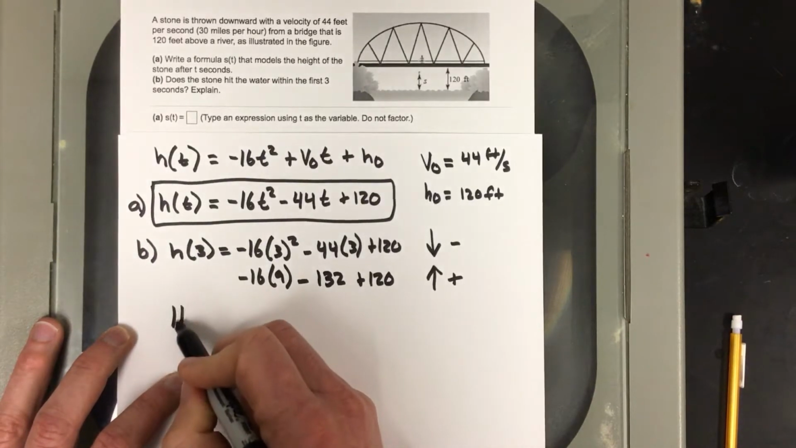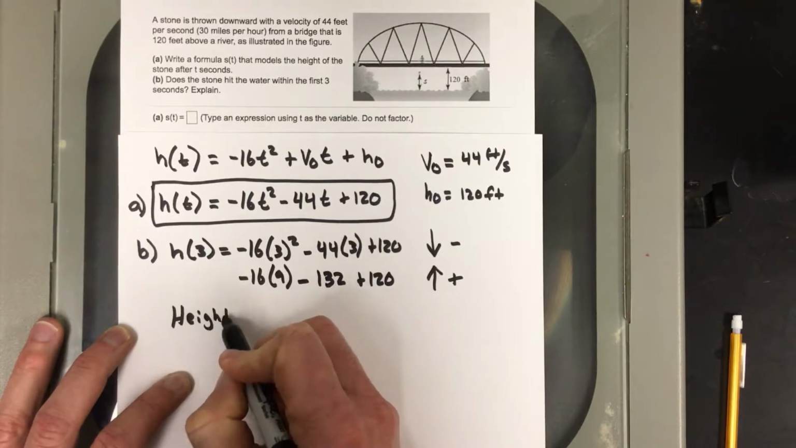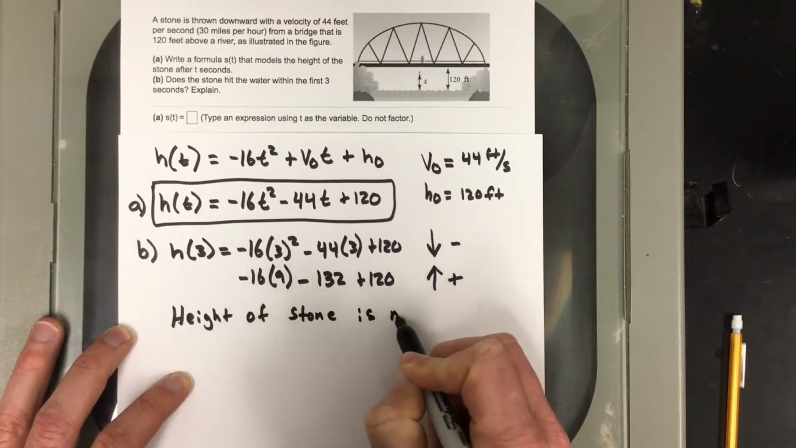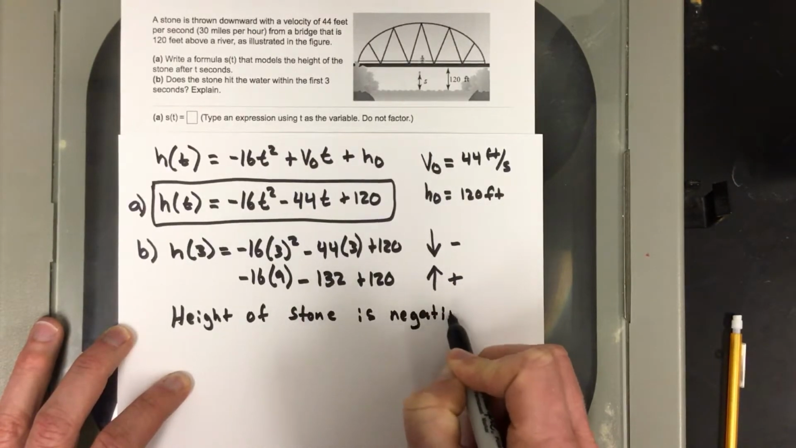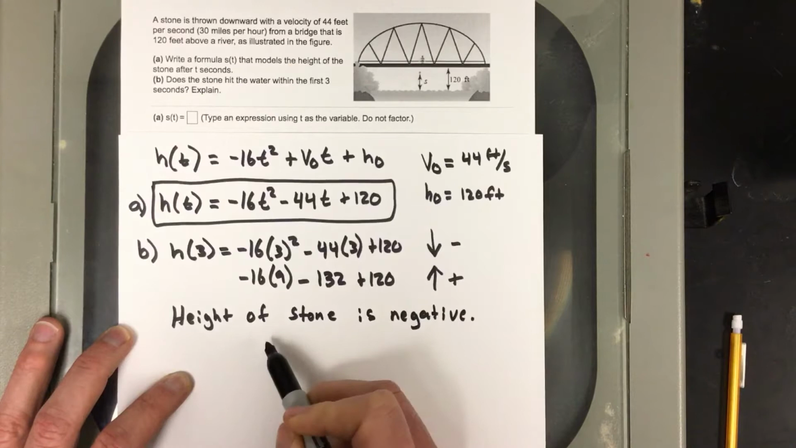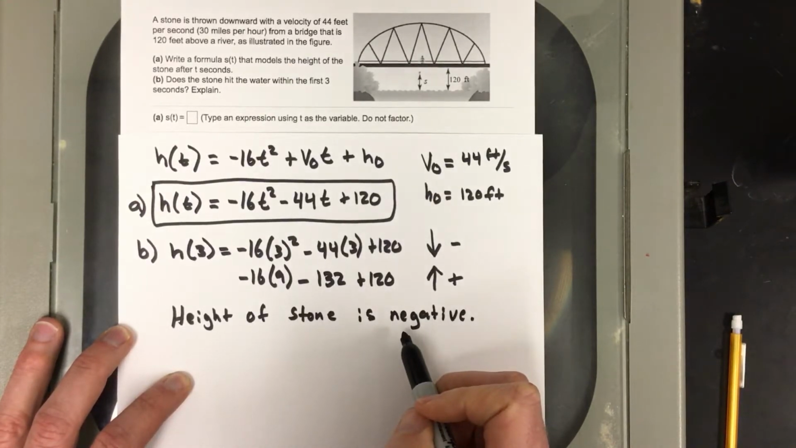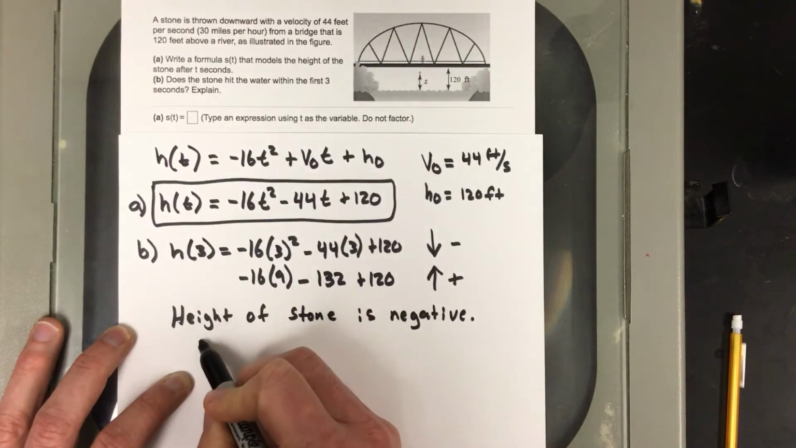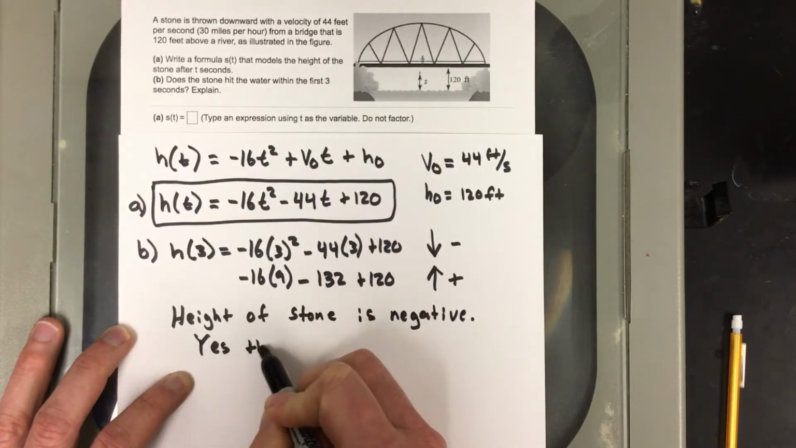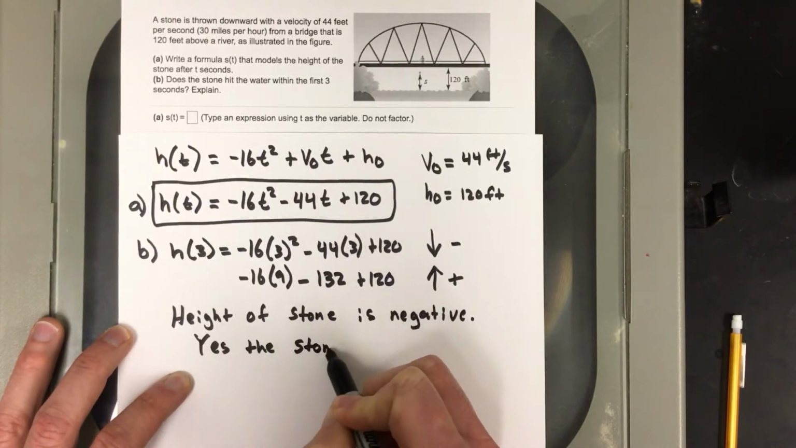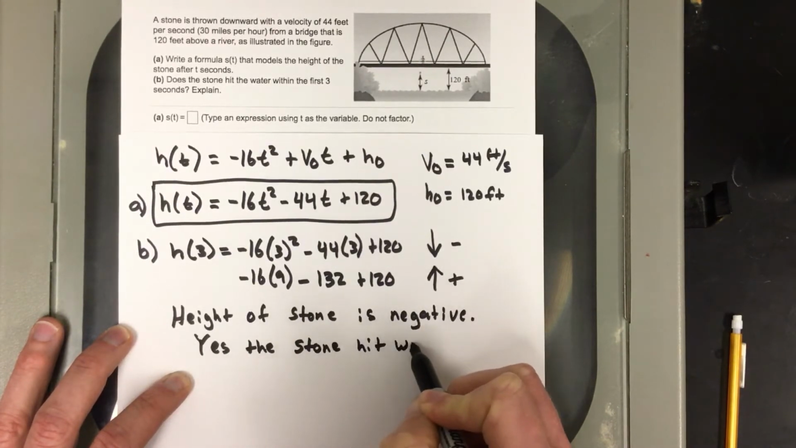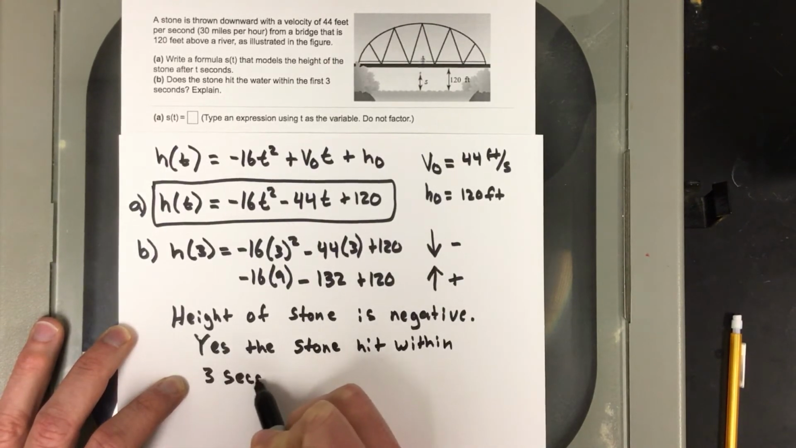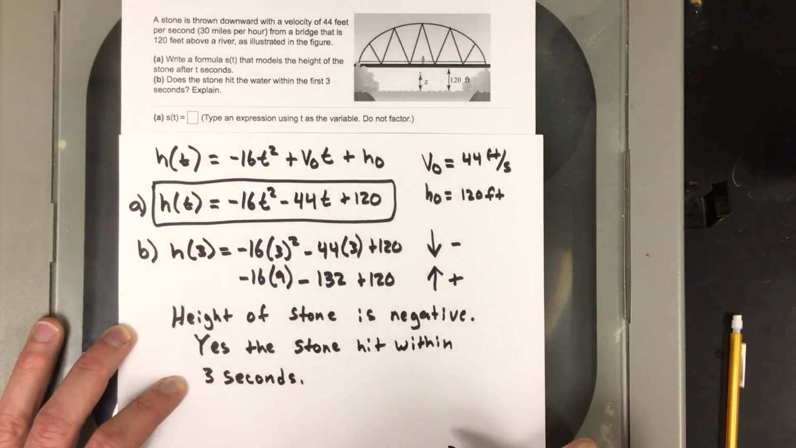So, height of stone is negative. What does that mean? Well, if the height of the stone is negative, then it must mean that it hit the water already. So, yes, the stone hit within 3 seconds. And that's how you solve that problem.